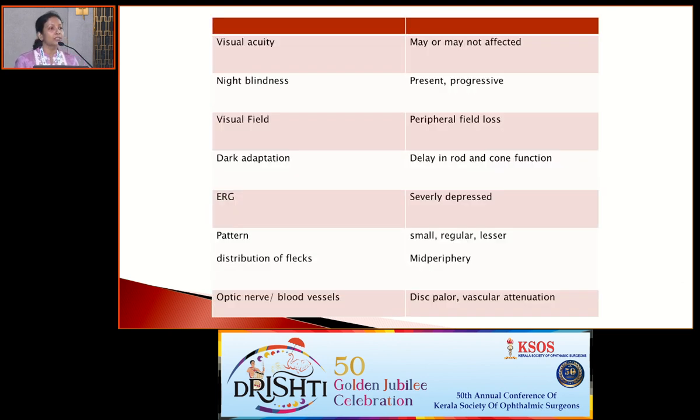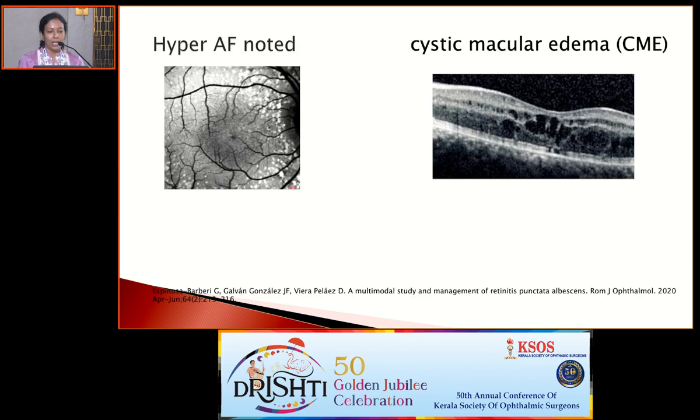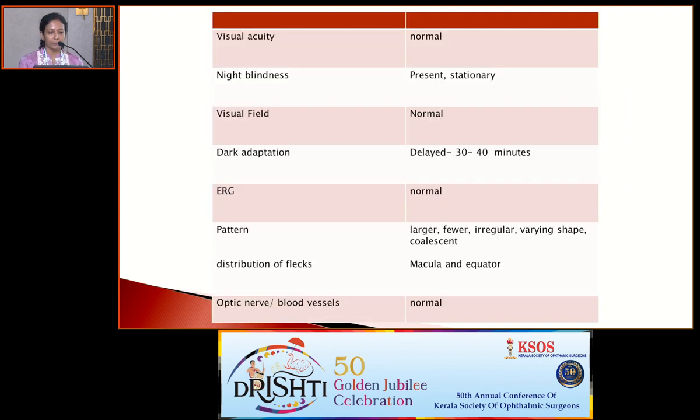Now, if the patient has progressive night blindness, peripheral field loss, and ERG shows both rod and cone dysfunction, and along with that, the patient has got optic nerve pallor with attenuation of blood vessels, that is all features of RP, but instead of the black pigments you see whitish flecks in the mid-periphery, you are dealing with a condition called retinitis punctata albescens, which is mainly RP with white flecks. Here again, you can see cystoid macular edema similar to that of RP.